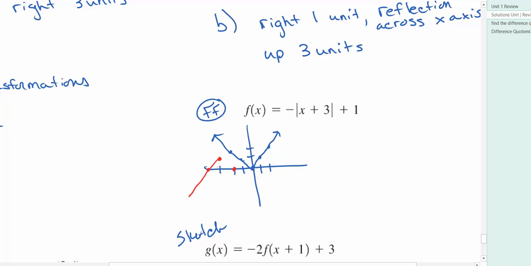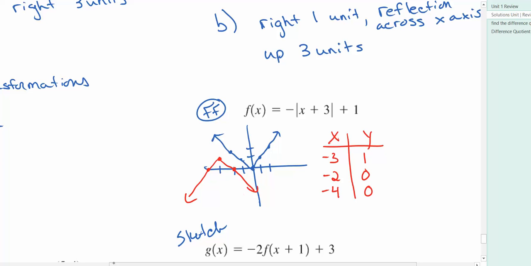Another way to do that would be to plot points. Notice, if you choose x to be negative 3, your y value will in fact be 1. If you choose x to be negative 2, your y value will be 0, because negative 2 plus 3 is 1, and then you make it opposite, and then you add 1 to it, which is 0. Same for negative 4, you're going to get 0. So that's another way to see what the new graph looks like.